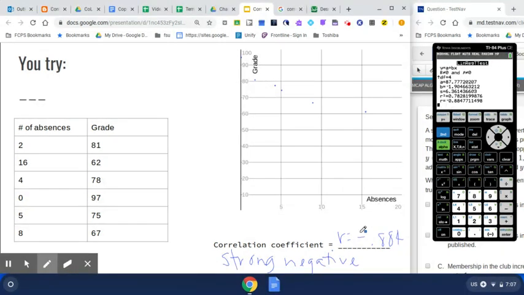So this, I would still say, is a strong negative correlation between number of absences and grade. So we're still pretty close to -1. If you said moderate negative correlation, that's fine too, but it is pretty close to -1.